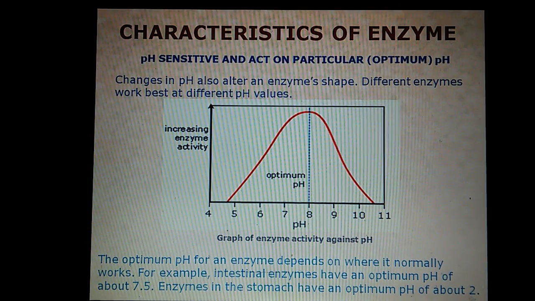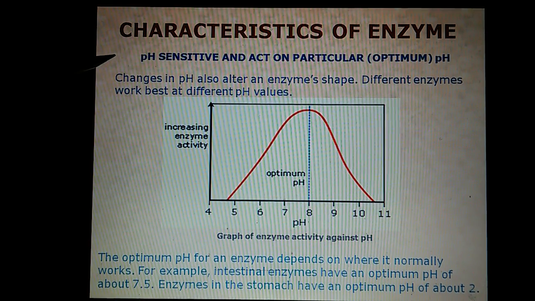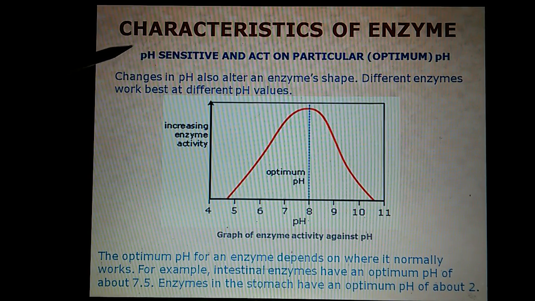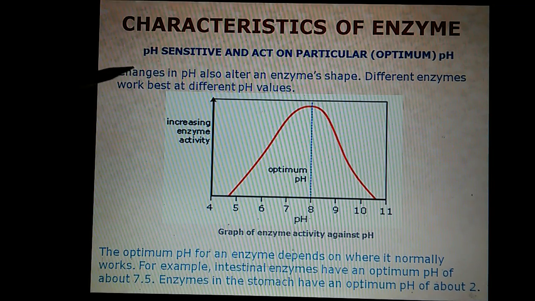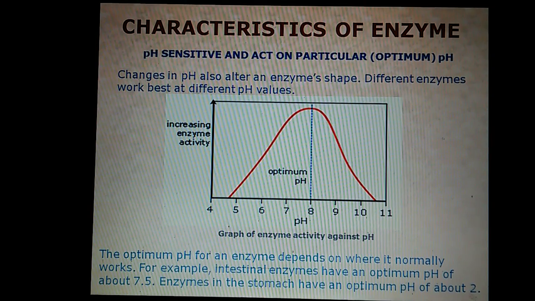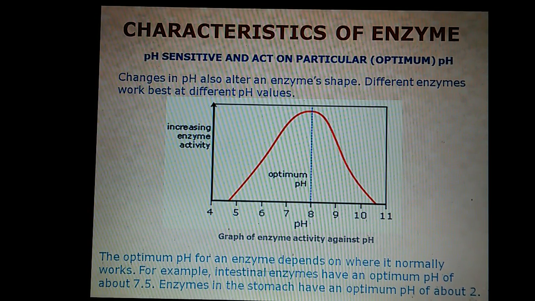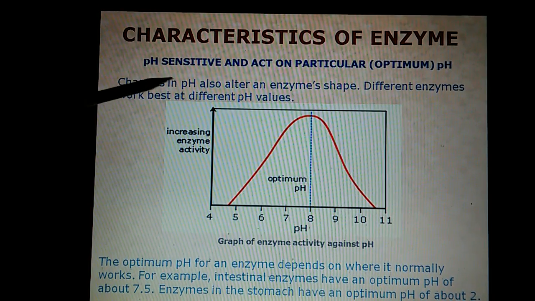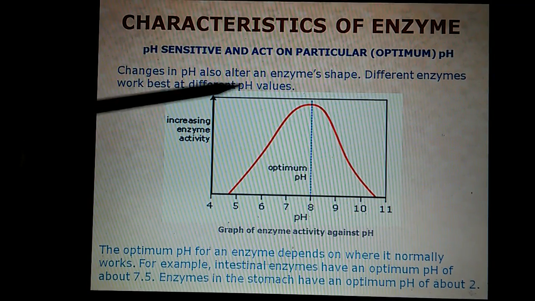Again, the second important property to which enzymes are sensitive is pH. What is pH? P for power, H for hydrogen. The power of hydrogen ion in a solution is known as pH. This pH scale has values from 0 to 14. From 0 to 6.9, it is acidic pH, 7 is neutral, and from 7.1 to 14 is alkaline pH. A change in the pH also alters the enzyme shape, that means the enzyme active site shape.